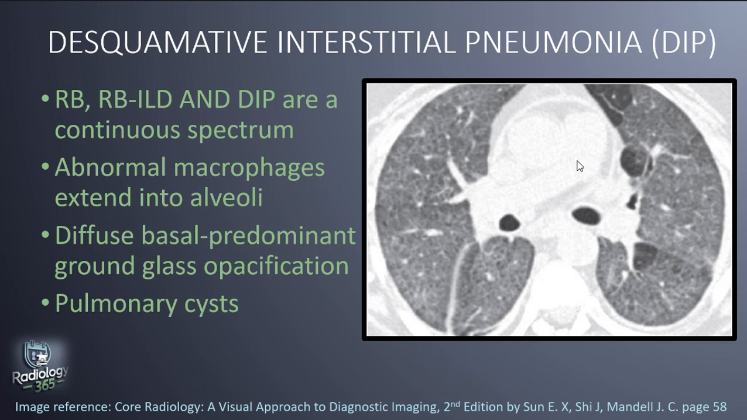So this axial CT shows extensive ground glass opacities, and this is a non-specific pattern. We also see some emphysematous/cystic areas that are seen here. This is a non-specific pattern, but this turned out to be desquamative interstitial pneumonia pattern of disease.